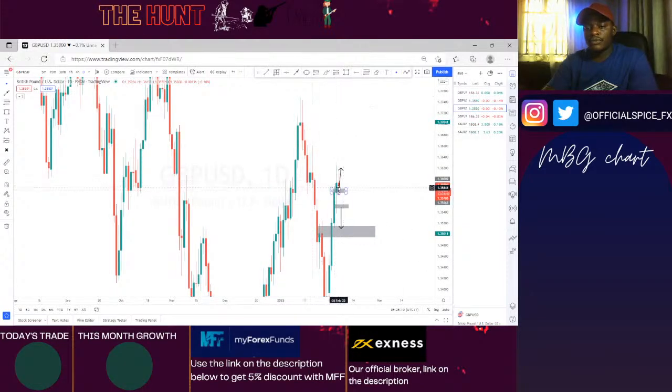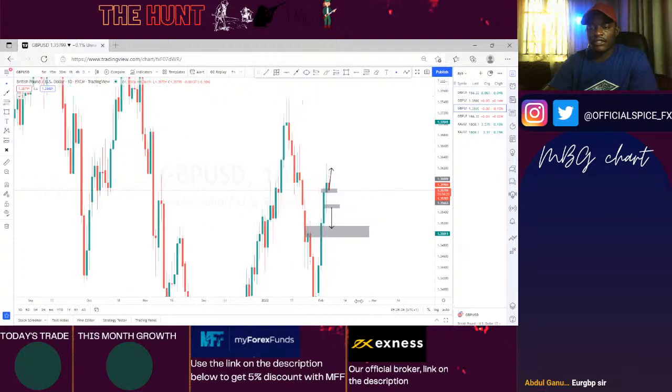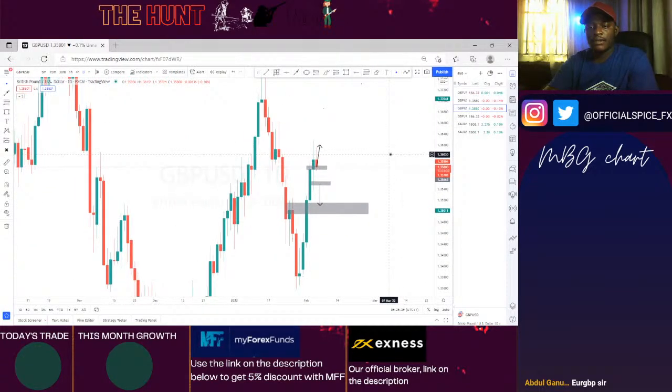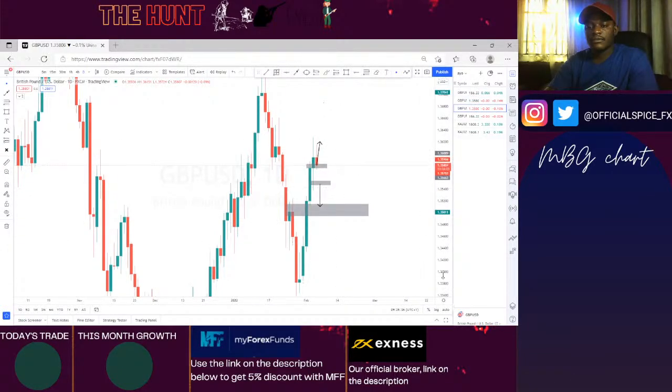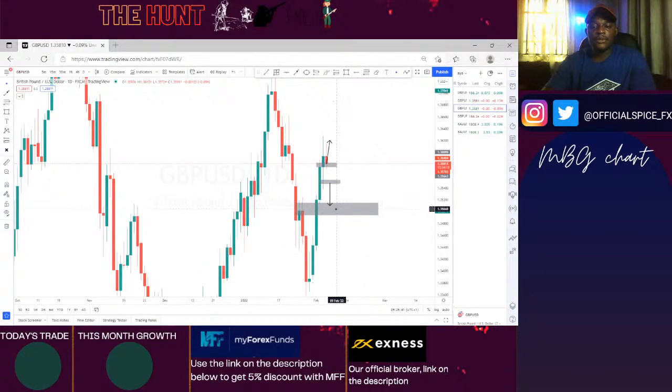Is this zone going to hold? We'll find out. If the zone holds, GBP USD will probably push to the downside, that is if this zone is strong enough. I can't judge that for now. Patience is key. This is the zone right here. If that zone holds, price will probably push to the downside to this point right here.